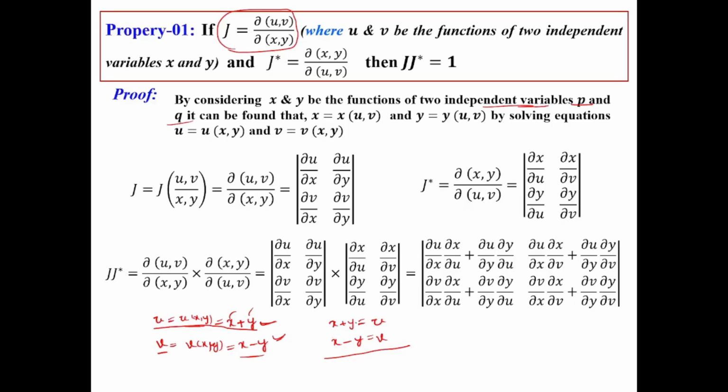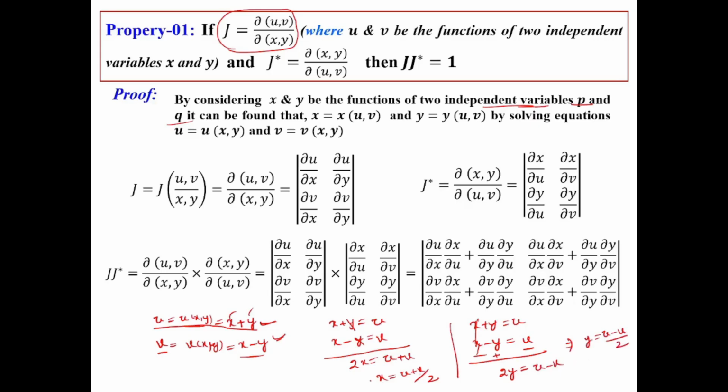Okay, now adding the two equations, we find 2x equal to u plus v, where x equals (u plus v) by 2. And if I subtract these two equations, what can we get? The x gets cancelled, and we find 2y equal to u minus v. So that implies y equals (u minus v) by 2.